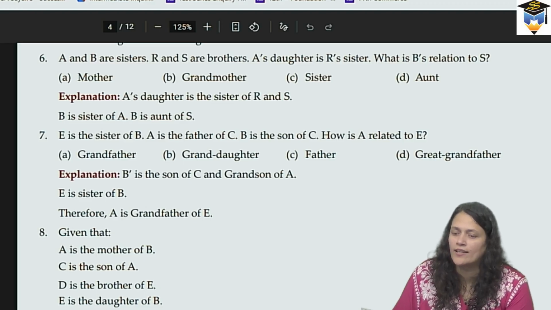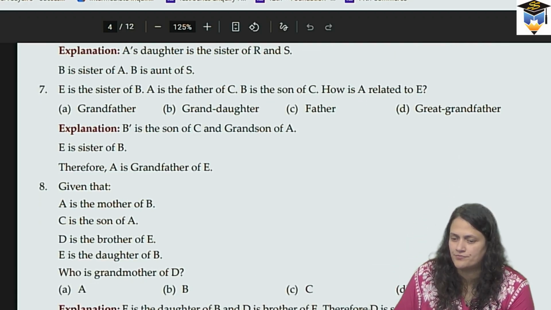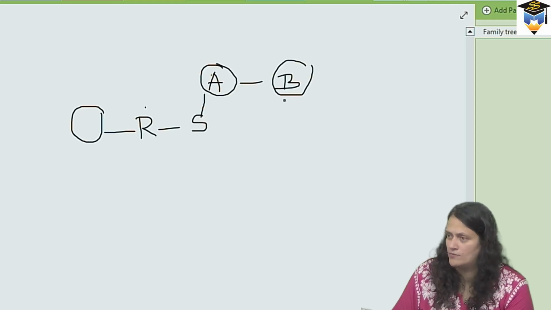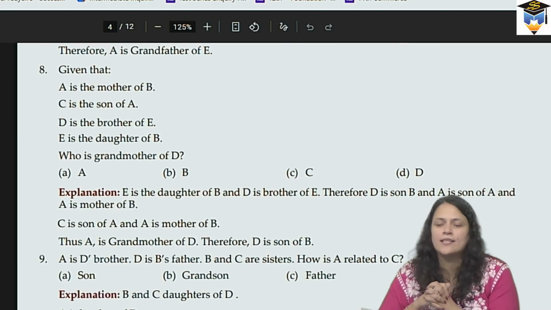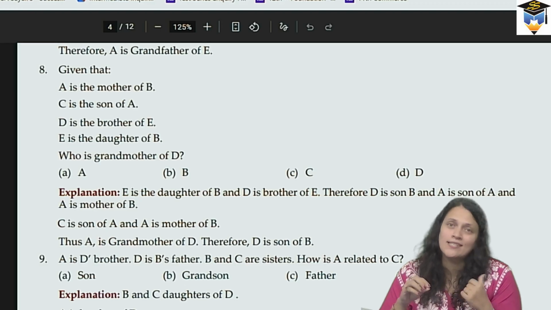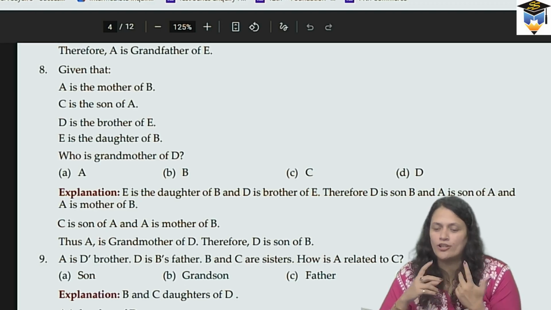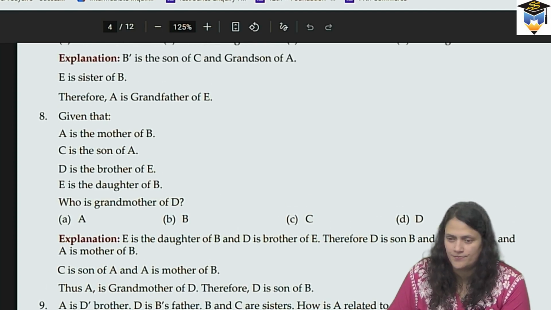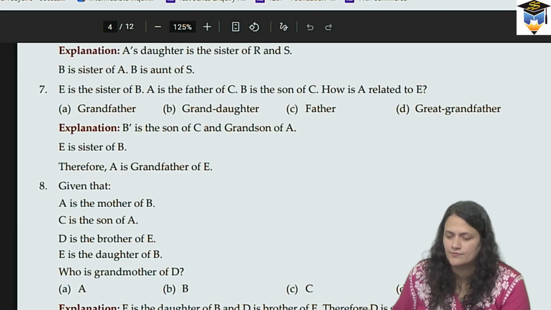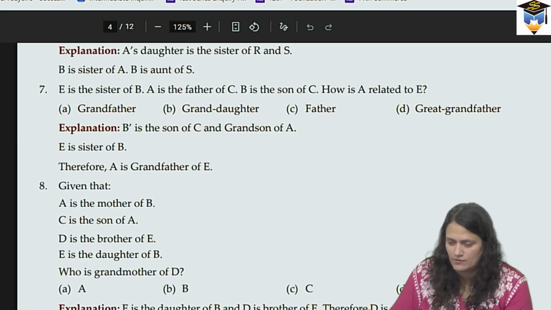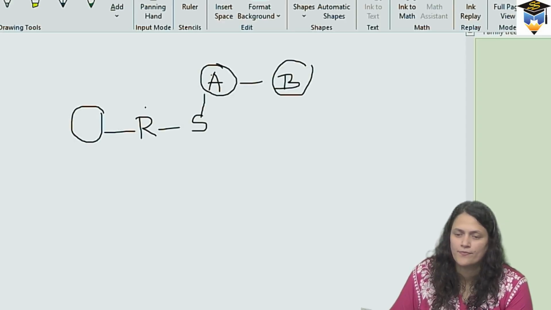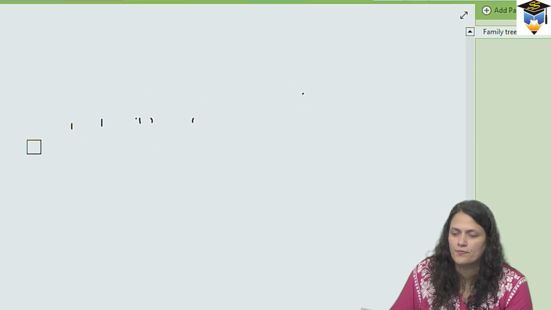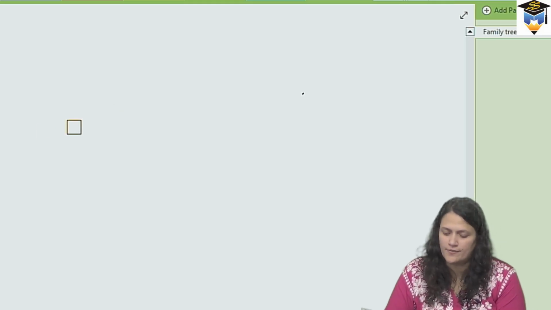Okay, now let us go to the 7th. सो बेसिकली ह्याच्यावर डायरेक्टली आपल्याला आन्सर येत आहे ना, कळताय ना डायरेक्टली. Okay, now the eighth sum. Given that A is the mother of B, C is the son of A, D is the brother of E, E is the daughter of B. अच्छा 7 है. हाँ बर 7th करा. First let us solve the 7. So please solve the next.